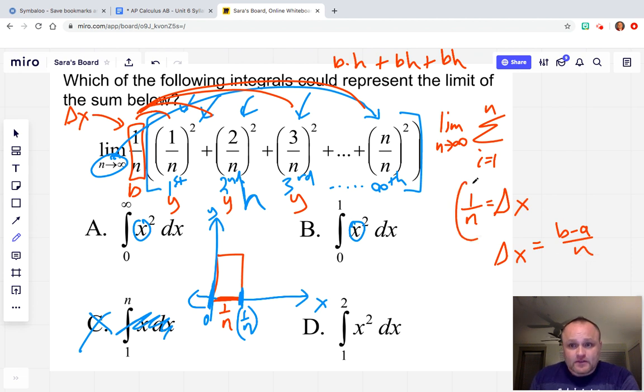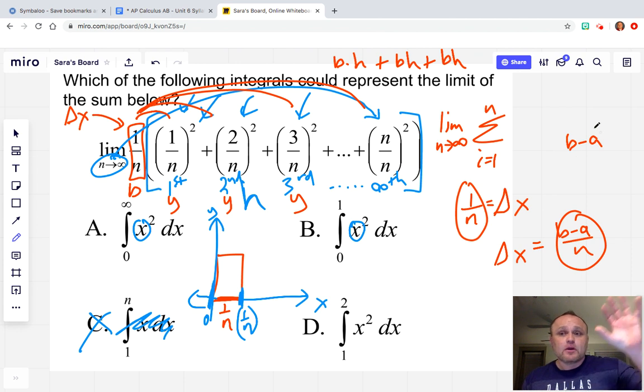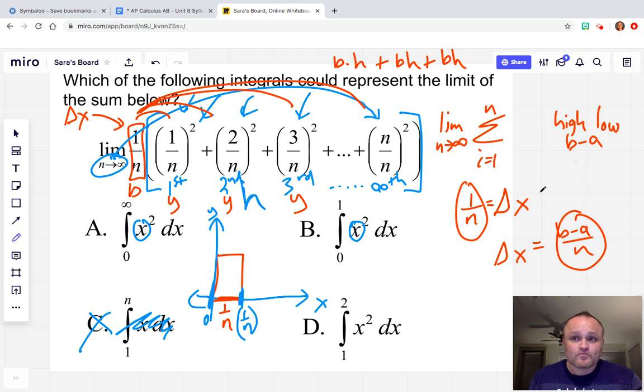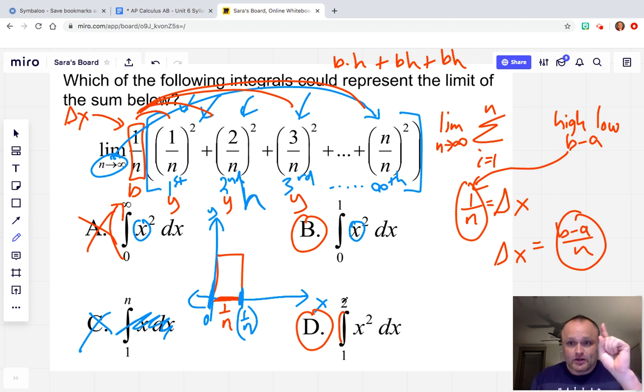So if this is delta x and this is delta x, then we could say that b minus a, aka our highest number minus our lowest number, so our high minus the low, has an interval jump of 1. So 0 to infinity, that's not a jump of 1. So we know it's not a, okay? 1 to 2 could work, or 0 to 1 could work, because they both have a jump of 1.